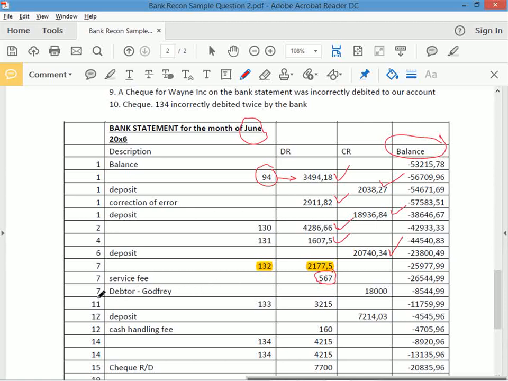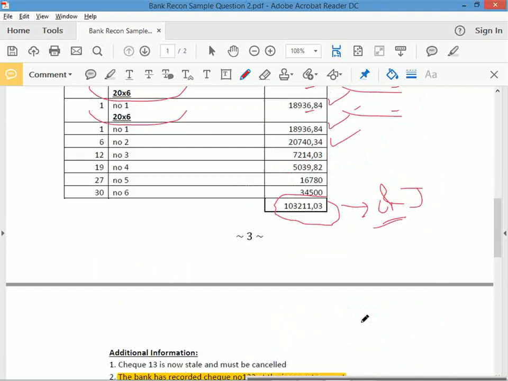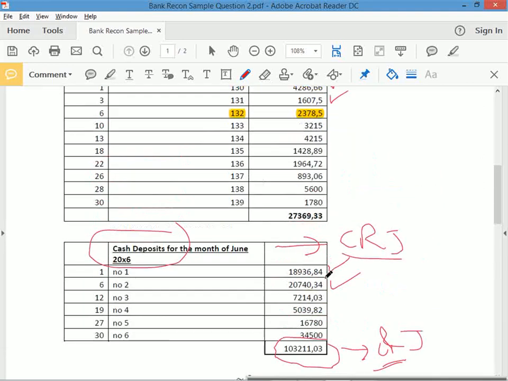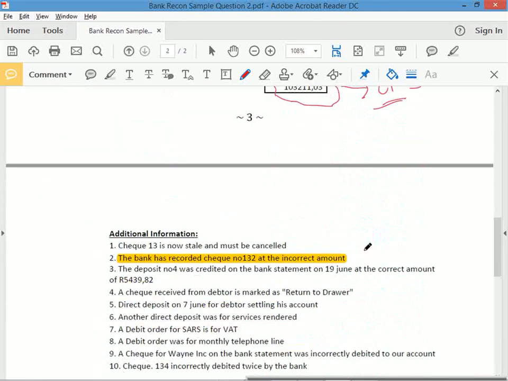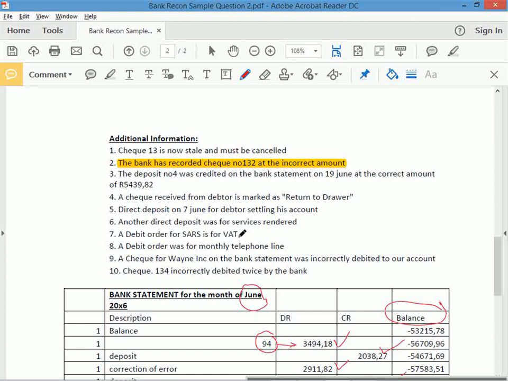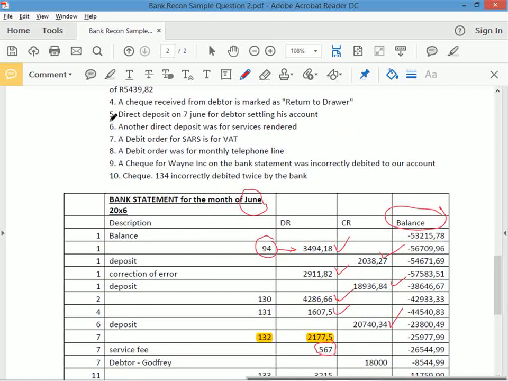Next bit is Godfrey, debtor, 18,000. Okay, where would we want to see this? Well, it's a credit, so this would be a receipt. Let's go and have a look at my receipts. Do I see 18,000 here? No, I don't. Do I see 18,000 here? No, I don't. So I need additional information. Do I see 18,000 here? No, I don't, but there is a note here about a direct deposit. Okay, on 7 June for a debtor settling his accounts. Okay, so there we go. Godfrey is the debtor. Does that make sense? Perfect.